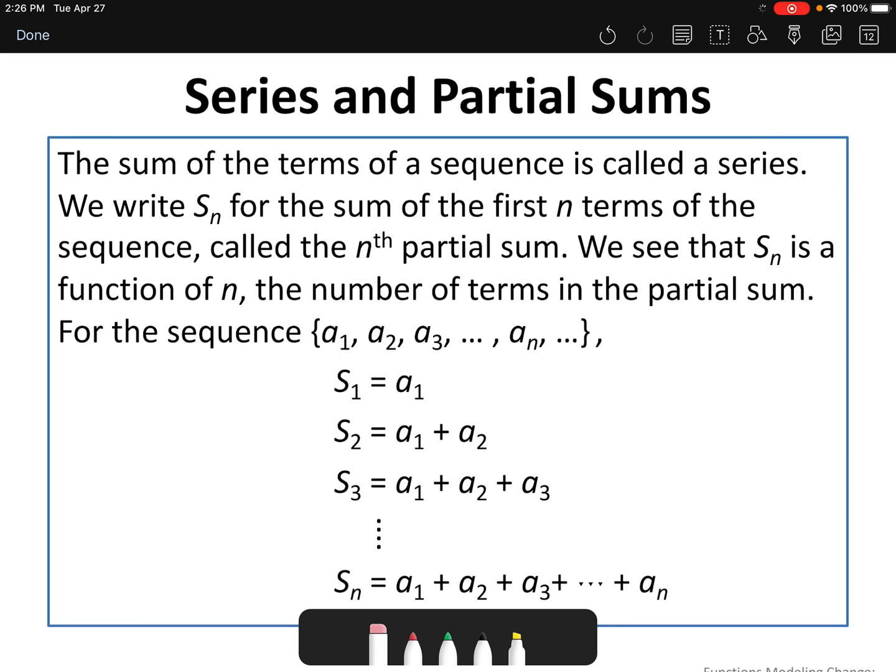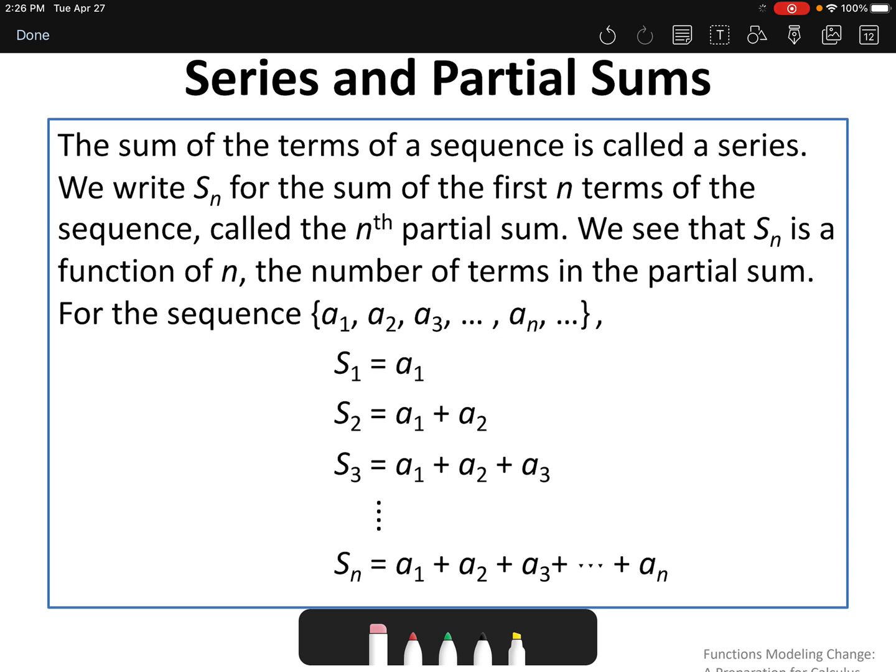what is a series and what is a partial sum? Well, the sum of the terms of a sequence is called a series. Usually we're going to be talking about a partial sum because we're not going to add all the numbers in a series or a sequence, because the sequence may be infinite. And if it's infinite, then we can't do a definite sum as we know it. We will discuss this in the last section of the year.